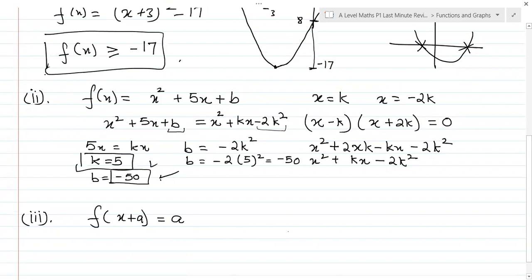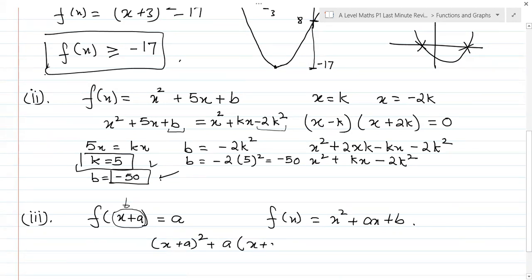So we have the equation f(x) is equal to x squared plus ax plus b as the original one. We're going to substitute the values into this equation. So x is now going to be replaced by x plus a. So we have the equation as x squared, and this whole equation is equated to a. So we'll have x plus a, which is squared, so that's x squared, plus a, and then x again, which is x plus a, so ax, so x squared plus ax plus b, and the whole thing is equal to a.